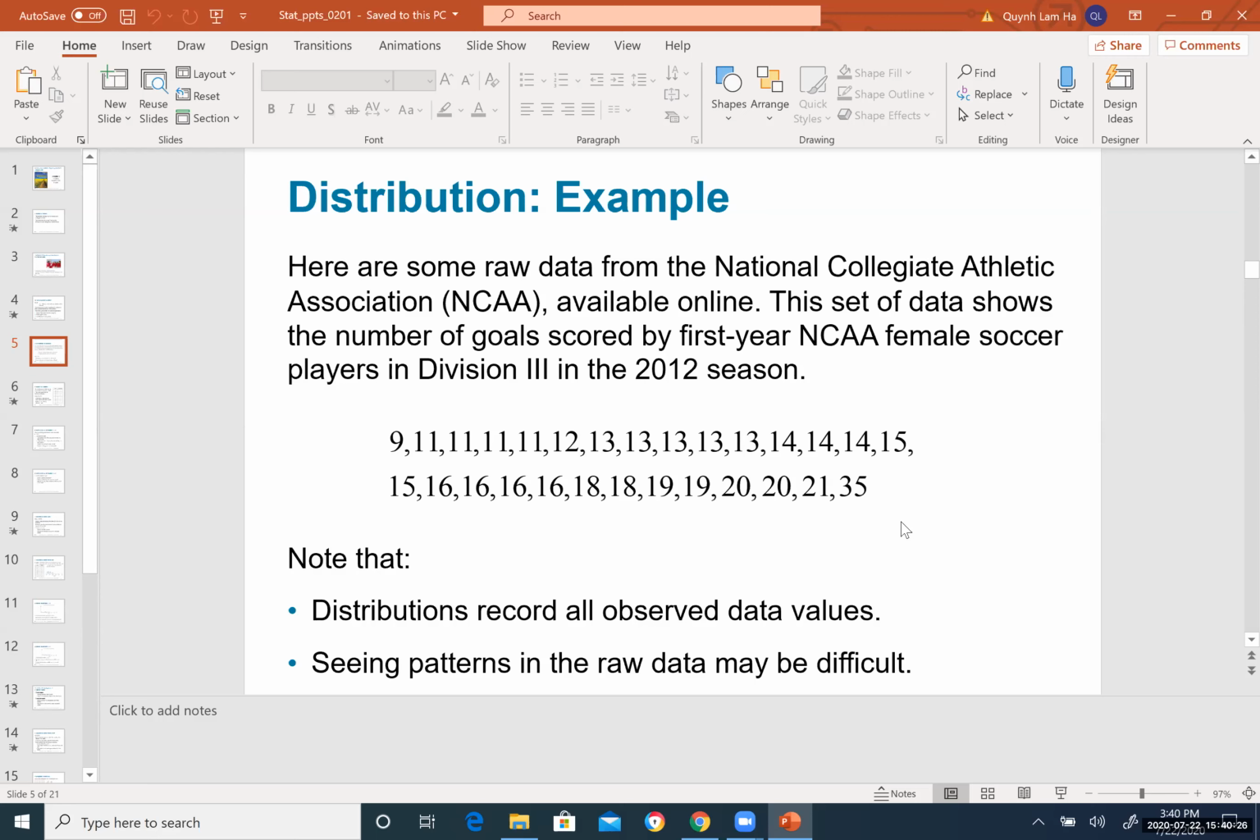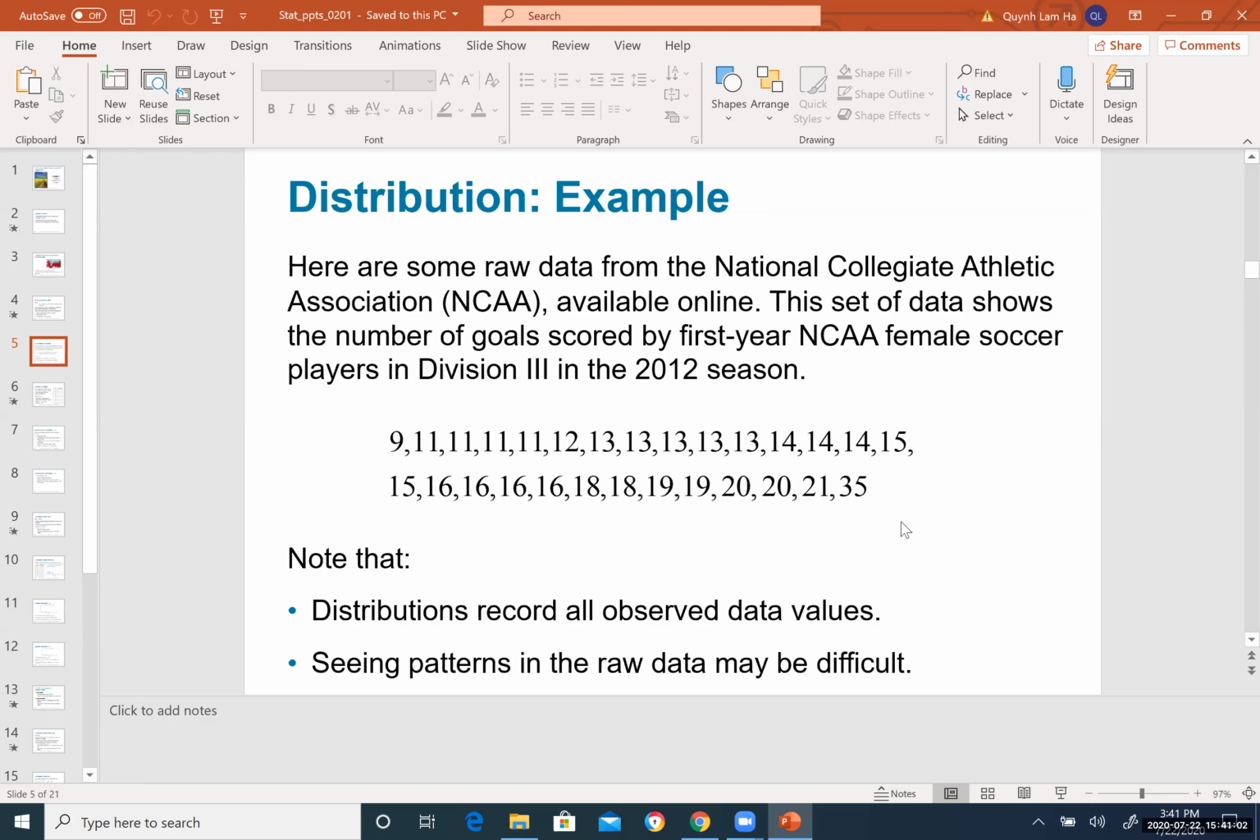Seeing the patterns in the raw data may be difficult, right? When you look at a list of data like this, it is very hard for you if it isn't organized. Even if they don't organize it for you, for this set, it looks like they already organized it. So it's kind of easier, you know, like they got 9 and the goal is 9, 11, 11, 4 times. It's easier for you to read like that, but it's still hard, correct?